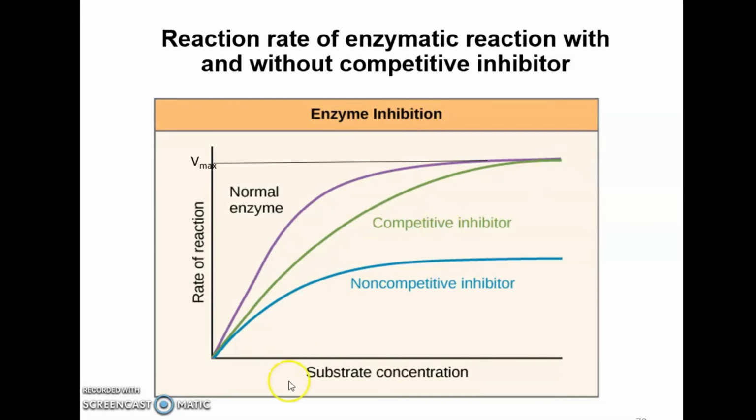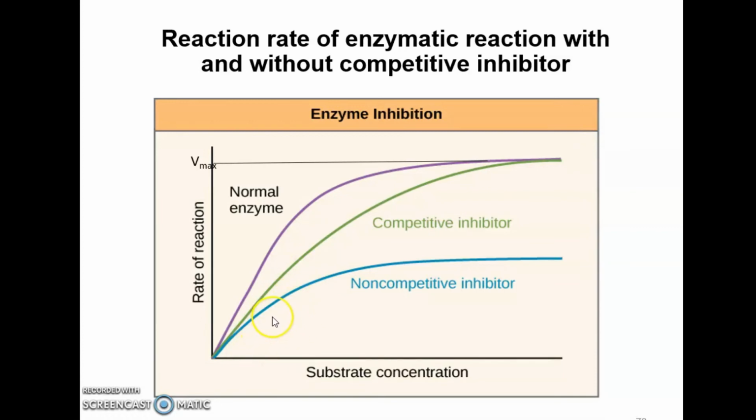Kerana apa? Because when we increase the substrate concentration, it will increase the chance of the substrate to bind with the active site compared to the inhibitor. Boleh faham? With a competitive inhibitor, the rate of reaction memang rendah berbanding yang normal, tetapi at the end produknya tetap sama. So at the end, tetap juga akan hasilkan the amount of product yang sama.